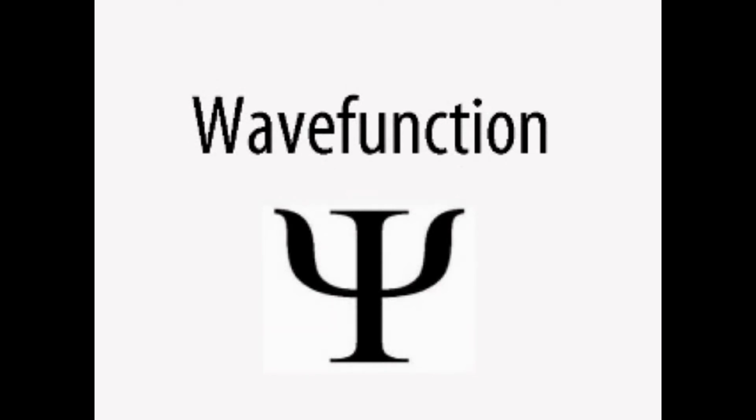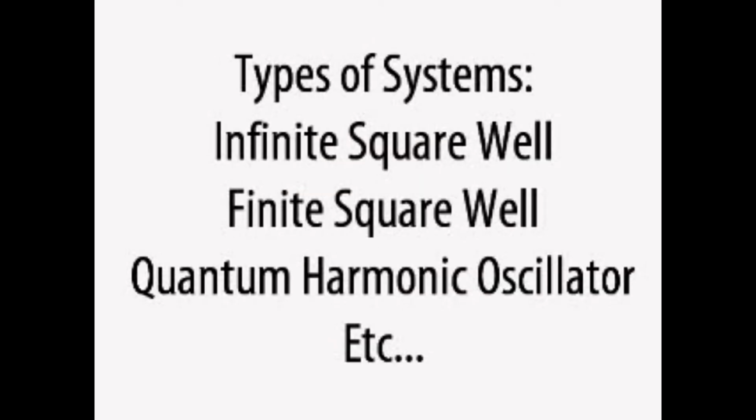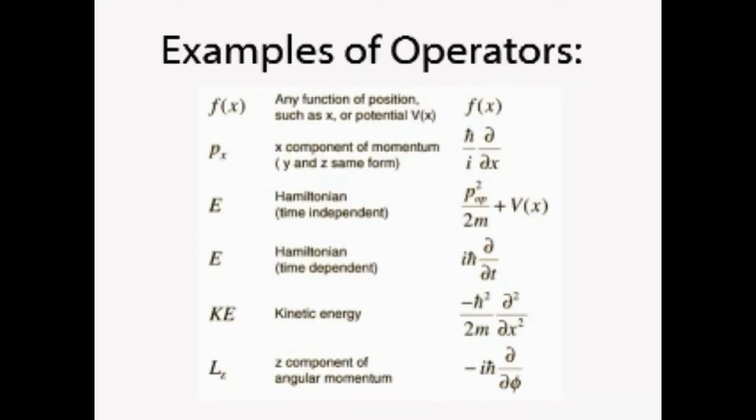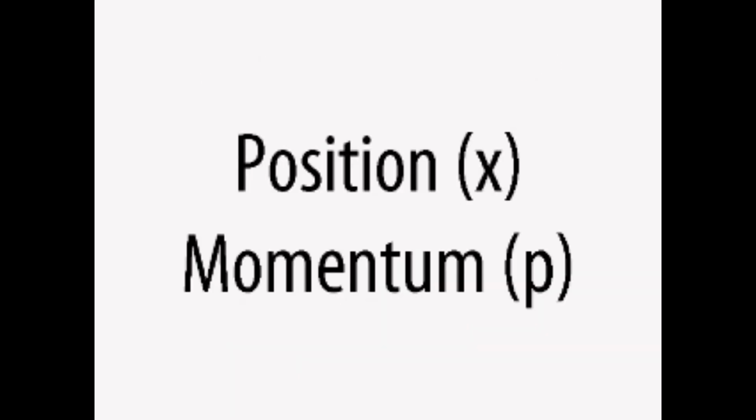A wave function is a sort of equation that describes a quantum system. This wave function can be used to find all kinds of information about any given system. One way a wave function can give us information is through something called operators. Operators allow us to pull specific information out of a wave function. Two important pieces of information are position and momentum. By having these operators act on a wave function, we can solve for their average value.